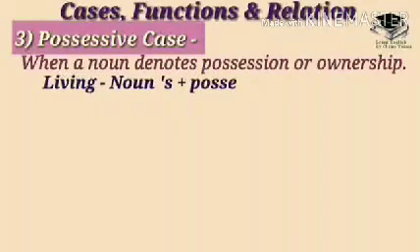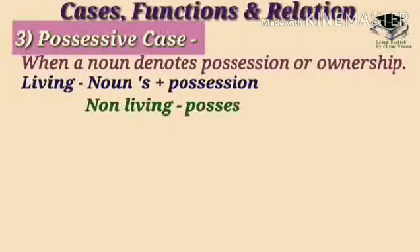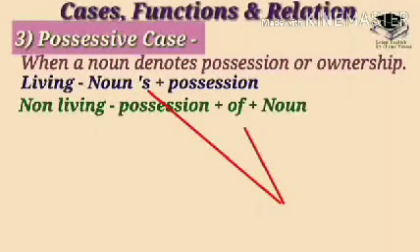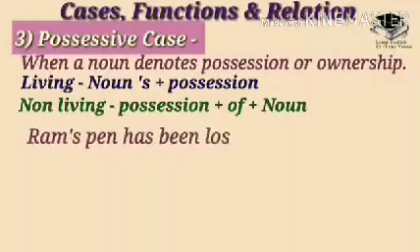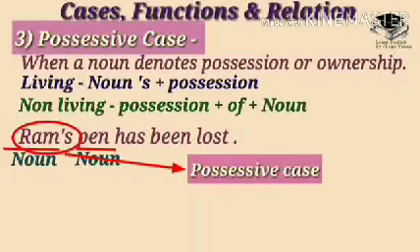Living nouns plus positions, and non-living nouns use the position of noun. Whenever it is a living noun, we use ka, ki, aur ke in Hindi, like this: Ram's pens. Here we use apostrophe s after Ram because Ram is a living noun. So here we can use Ram's pens. It's our possessive case. Okay, clear?